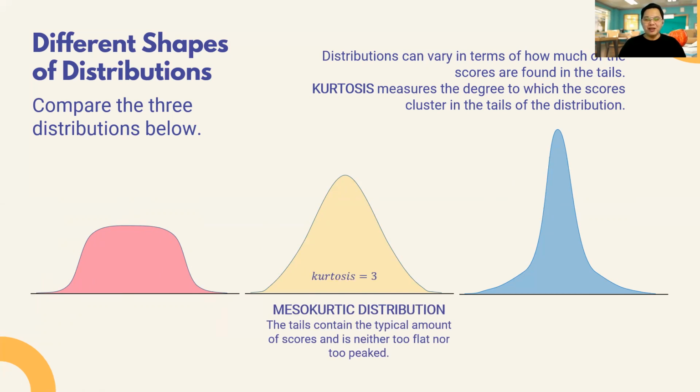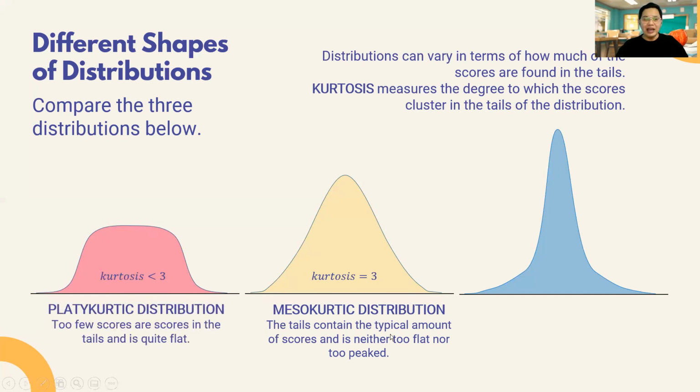So when we try to compute the coefficient of kurtosis, interpretations would be based on the value 3. So if the value for kurtosis is equal to 3, we say that the distribution is what we call a mesokurtic distribution. This is where the tails contain the typical amount of scores, and it is neither too flat nor too peaked. So anything that appears to be quite typical for density curves is considered to be a mesokurtic distribution.